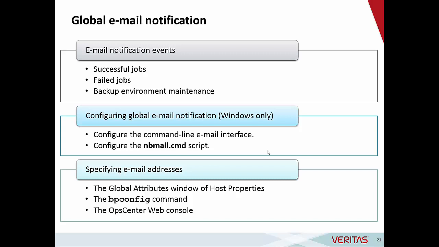This is configured in the master server host properties under global attributes, or alternatively, as you see on the slide, it could be done from the command line as well. Note that in order for the admin console to send out email, an email method must be present. In Unix or Linux, we'll just use sendmail. There's usually no additional configuration needed. In Windows, we'll need to have an SMTP tool, such as BLAT, that will run from the command line, and that has been configured by editing the nbmail.cmd script, a process which is detailed in the NetBackup administration guide.